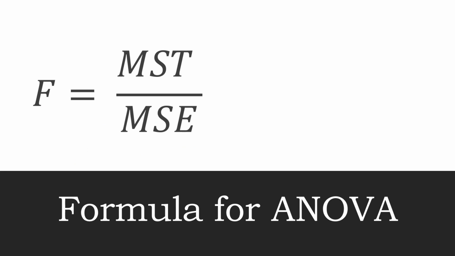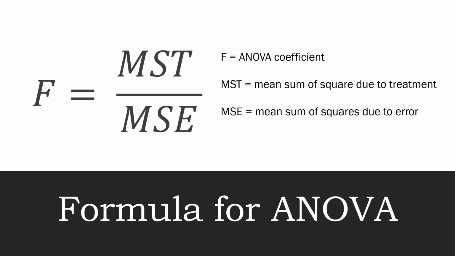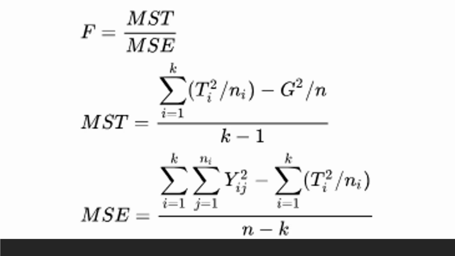So the formula for the ANOVA test is F equals MST divided by MSE. F is our ANOVA coefficient, whereas MST is the mean sum of squares due to treatment, and we divide that by MSE, the mean sum of squares due to error. In order to find the MST and the MSE, we can use these formulas to get those values to plug into our ANOVA coefficient formula.